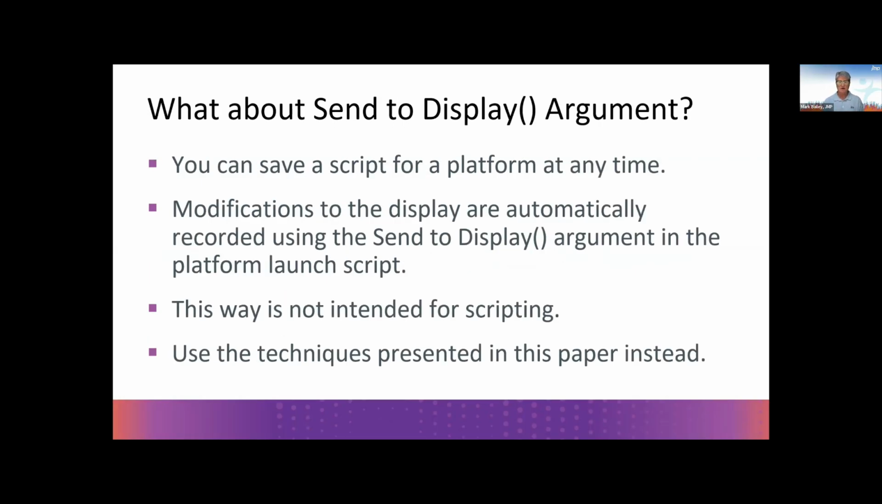Before I get into the main part of our presentation, I want to make a comment. You can ask JMP to save a script for your platform at any time. And any modifications that you've made to the display are automatically recorded using the send to display argument in the platform launch script. You would run this script in the future when you want to reproduce that analysis and the results. Now, this send to display argument is a mechanism that was invented to allow JMP to record these changes for you, but it was not intended for scripting. We're going to show you the techniques that are designed in JMP that are really best practices.